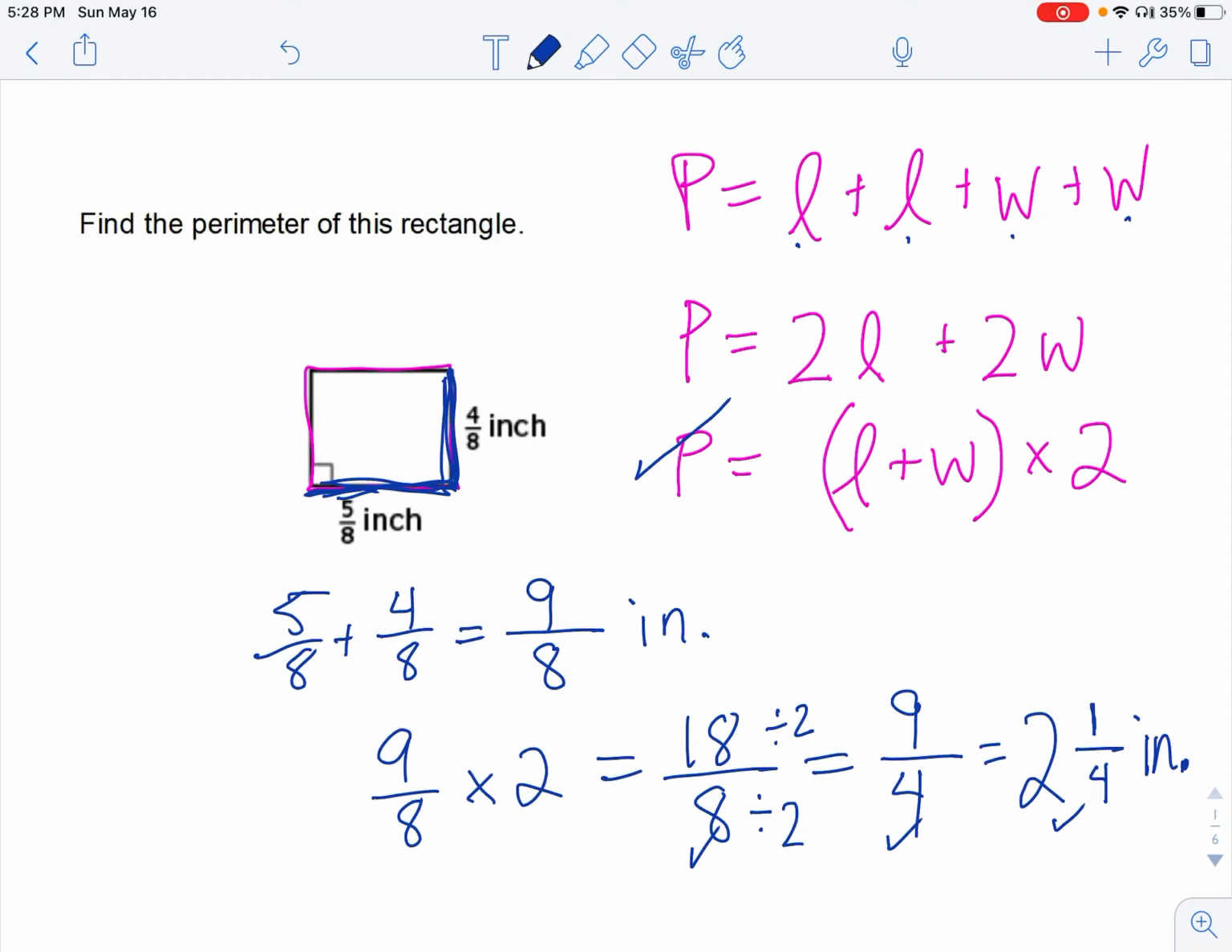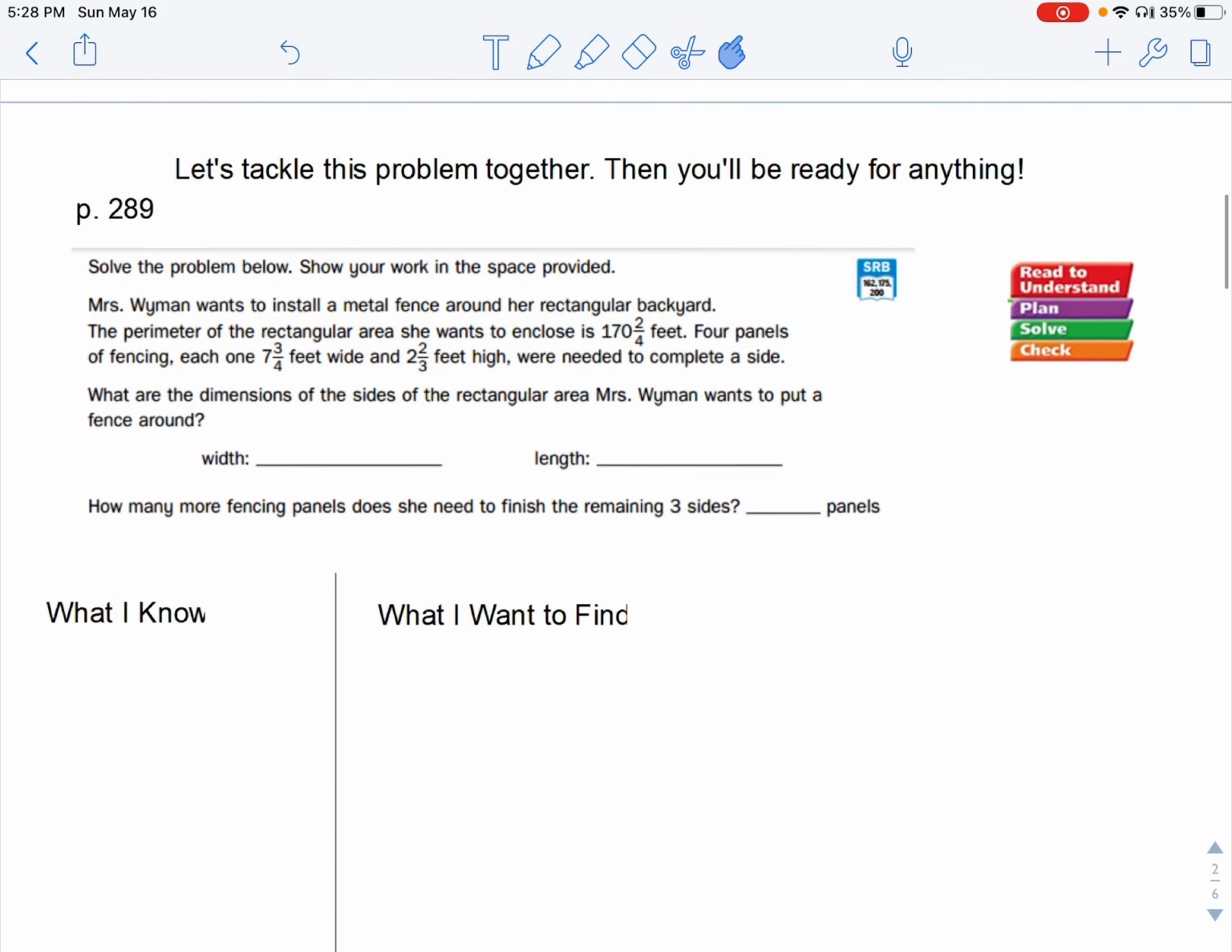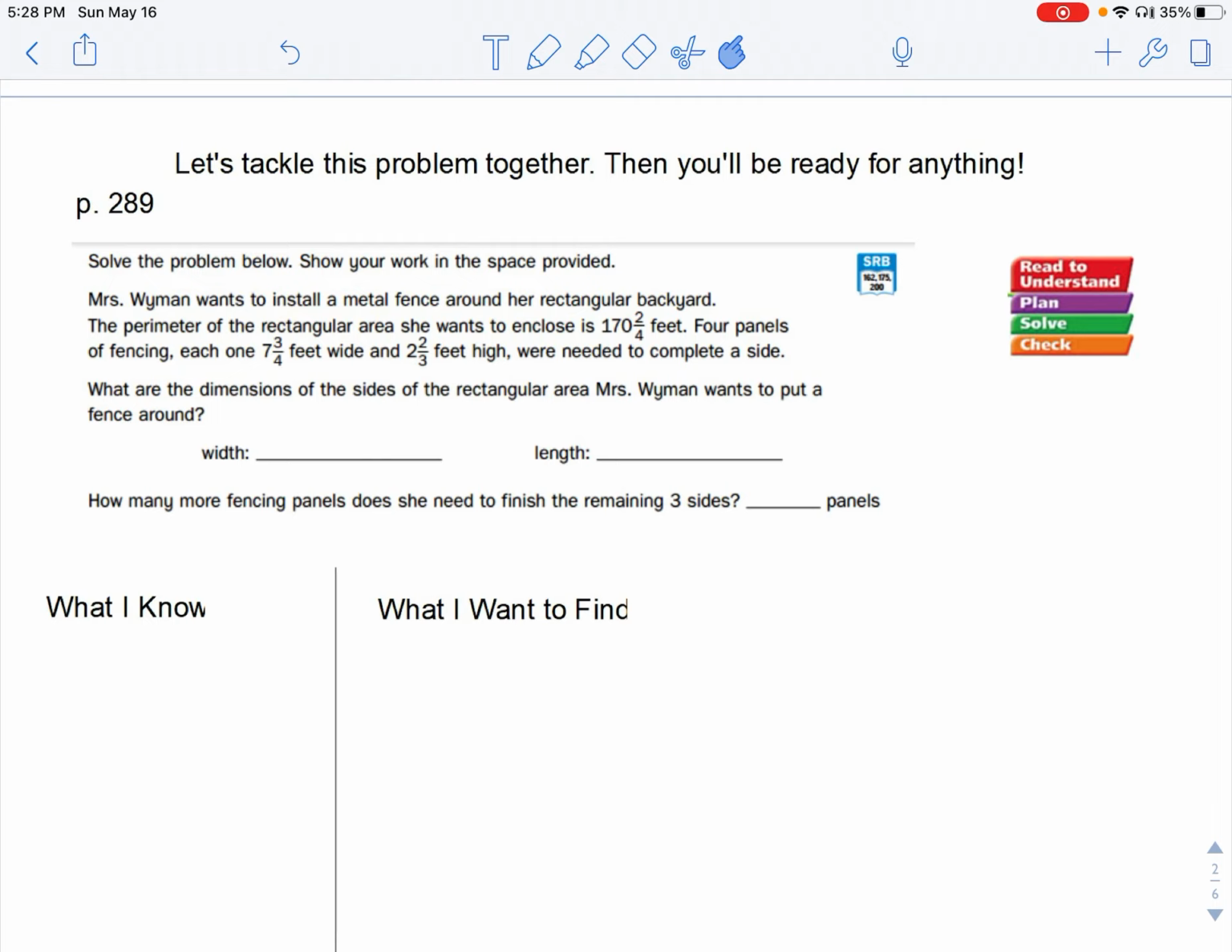And drumroll please, we are going to do my favorite problem in the entire Volume 2 math journal. And I think you'll see why by the time we finish. So open up to page 289 and let's tackle this problem together, because if you can do this, you will be ready for anything. It says, solve the problem below, show your work in the space provided.